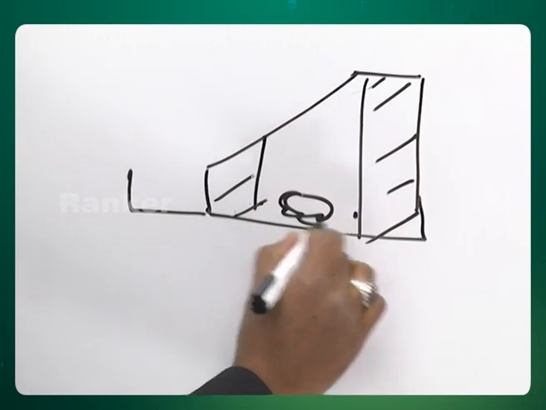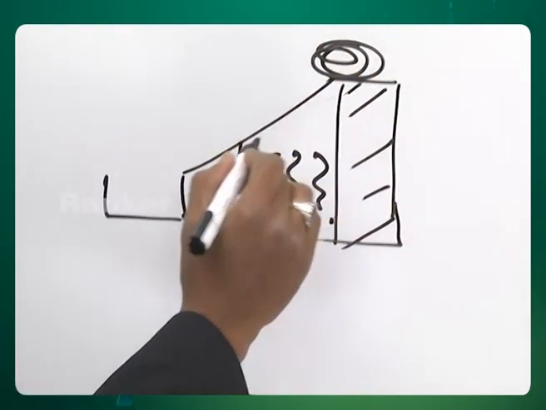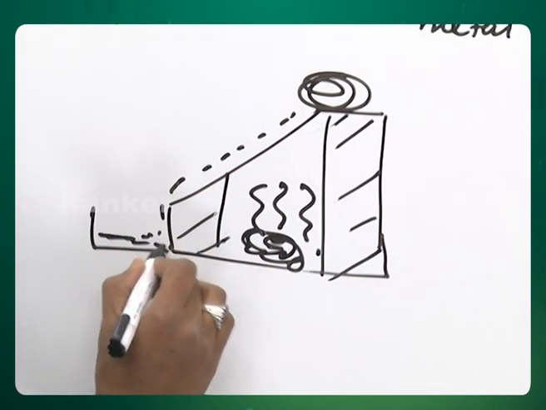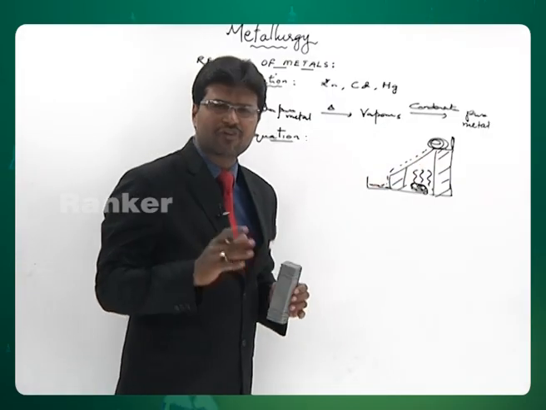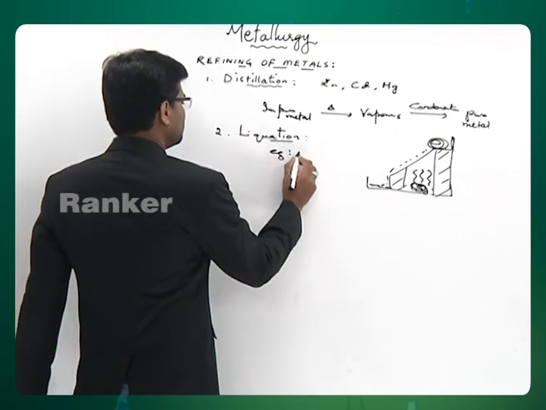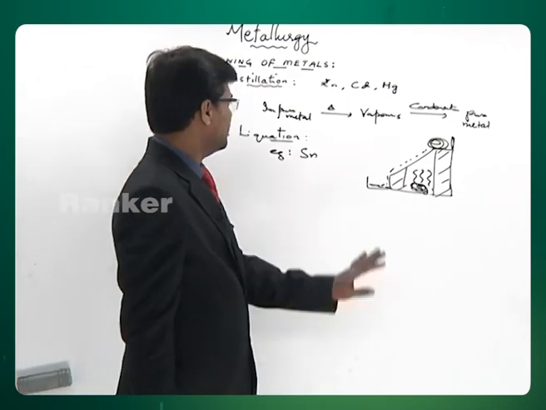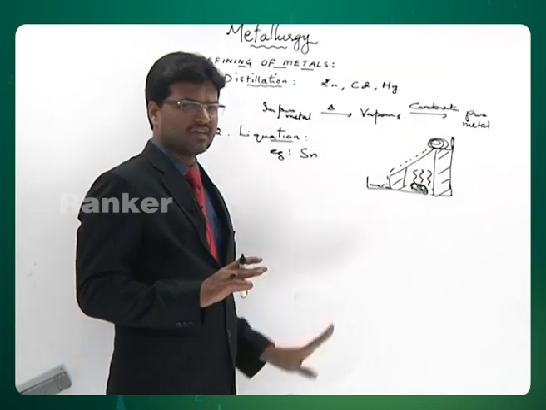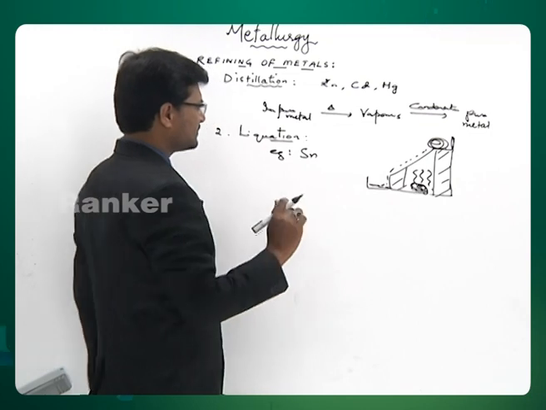This is the furnace. This is where heating is done, and then the metal is placed here. It melts and flows down and gets collected here. Impurities are left behind here. So this method is applicable for those metals which have a low melting point. An example is tin. Tin is generally purified by this method called the liquation method. Metal is melted, it flows down as a liquid, impurities are left behind. This is a simple illustration of the liquation process.